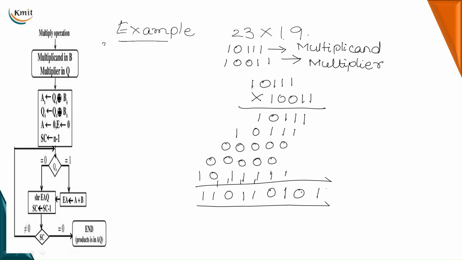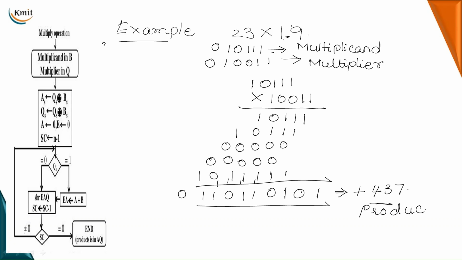Coming to the sign, 23 is positive, so it is represented by 0, and 19 is also positive, 0. So 0 XOR 0, my sign bit will also be 0. So if I convert this into a decimal representation, it gives me 437. This is my actual product.